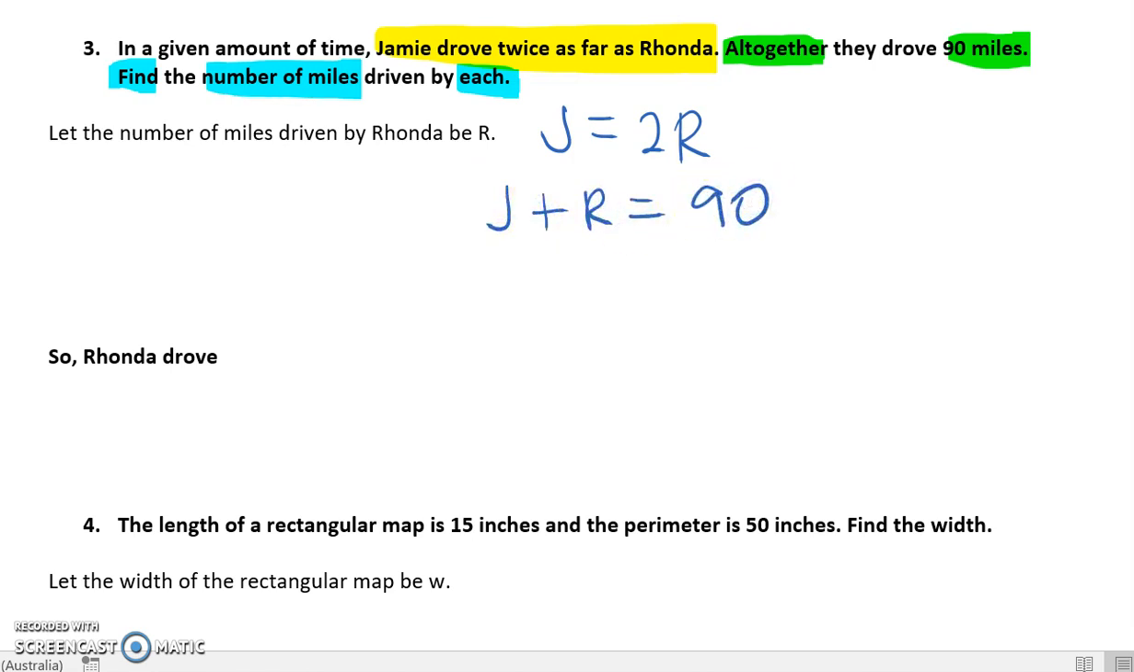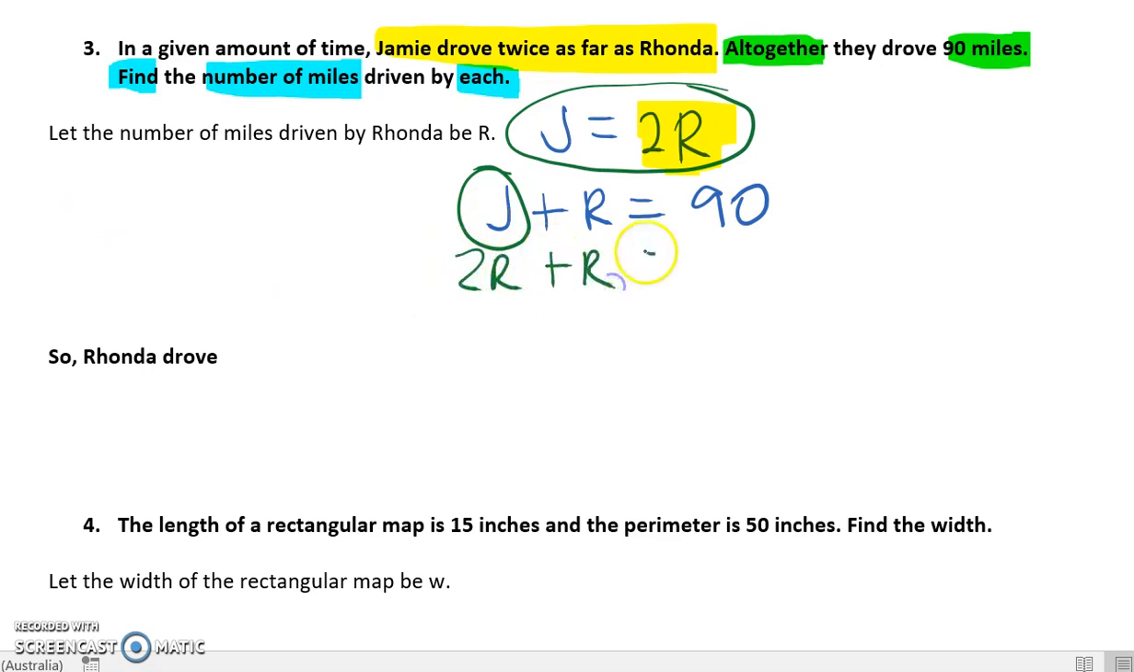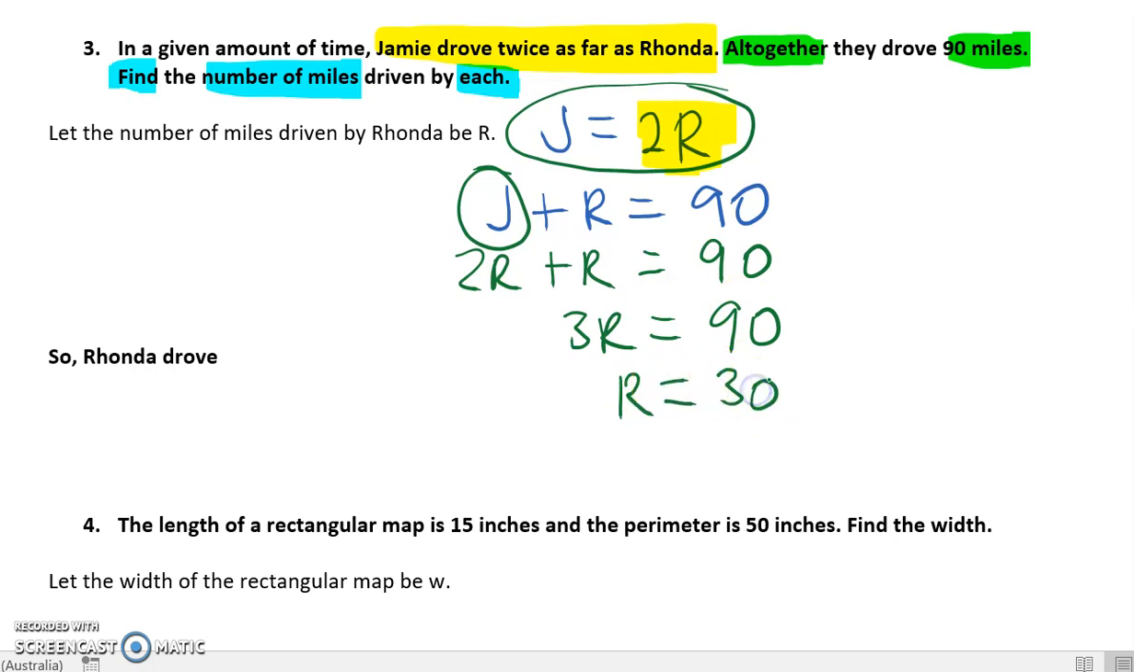And what I'm going to do now is, seeing I've got this top equation here, which tells me that J is equal to 2R, well, wherever I see a J in this second equation that I've got here, I'm going to put a 2R because that's what J is equal to. So I'm going to go 2R plus R is equal to 90. Collecting my like terms, 3R is equal to 90. Dividing both sides by 3, R is equal to 30.